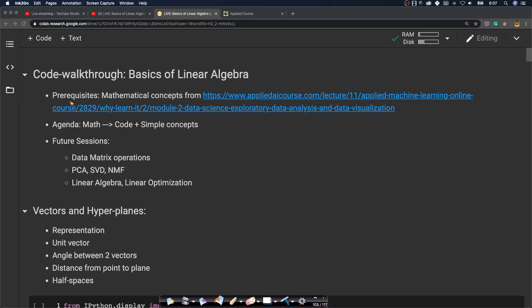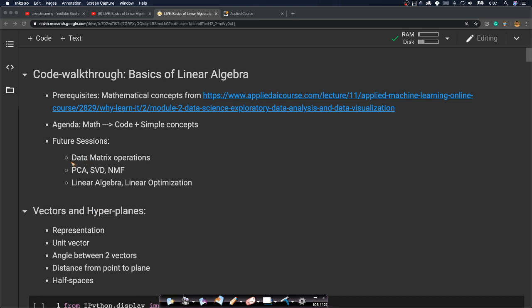And the agenda today is to take the mathematics that we have already covered in the course videos and convert it to code. Again, all these will be simple concepts. Linear algebra is a beautiful topic with lots of areas, right? So what we'll limit ourselves to is only the linear algebra basics chapter in our course, right? There are lots of other concepts.